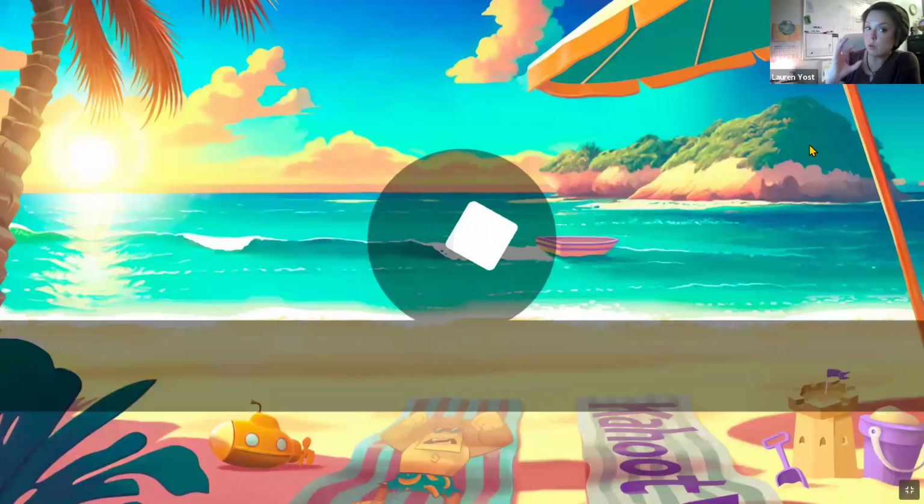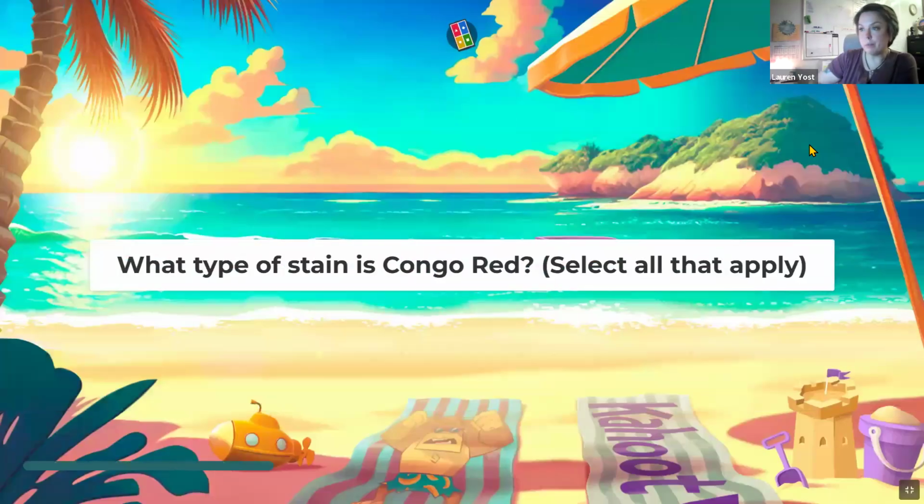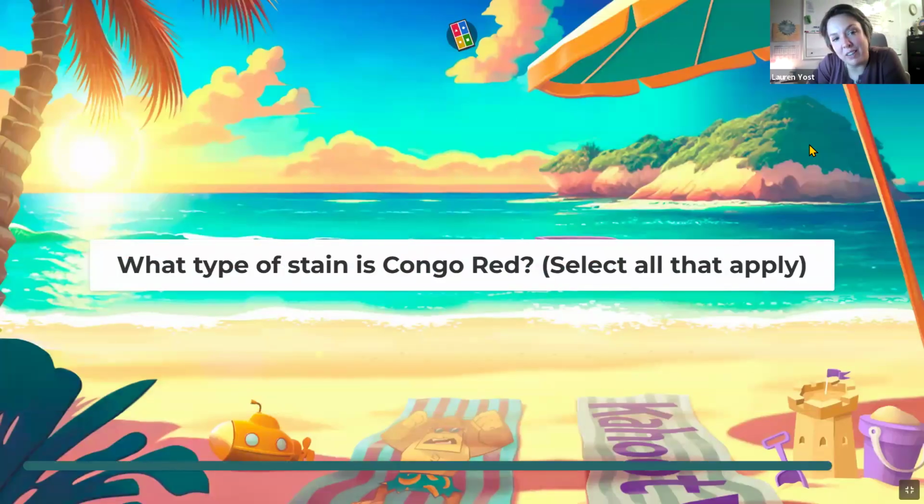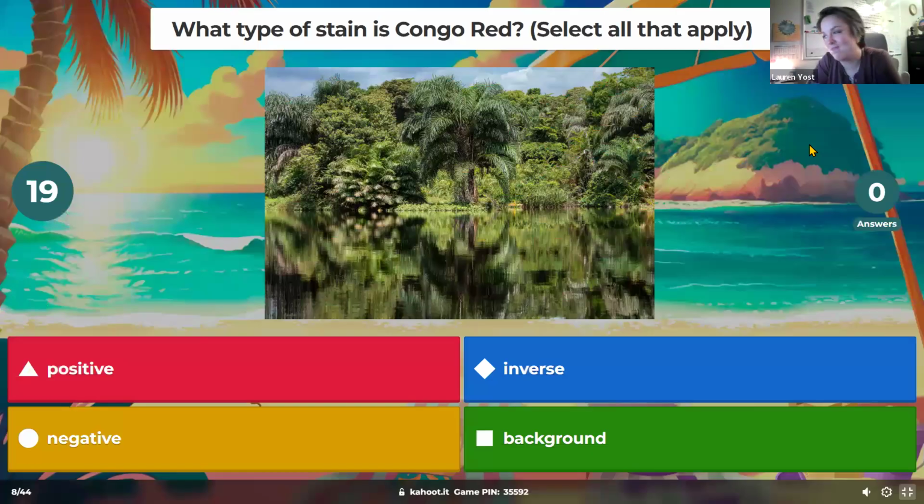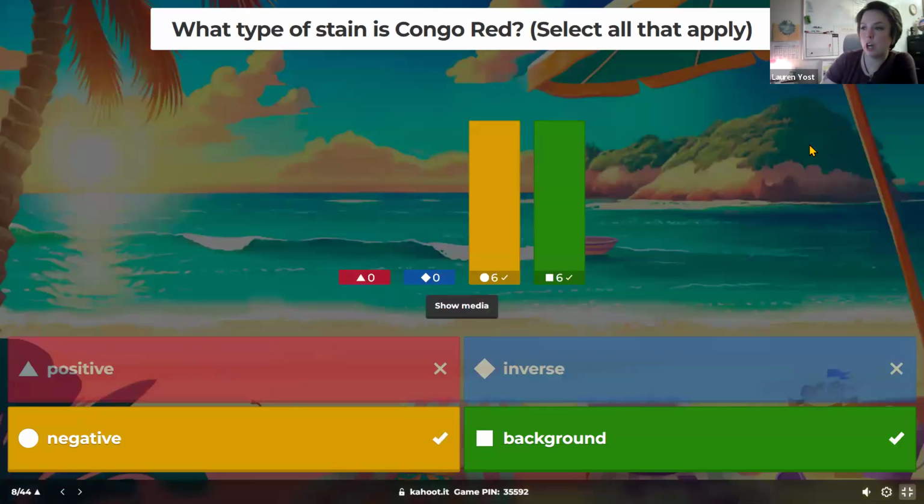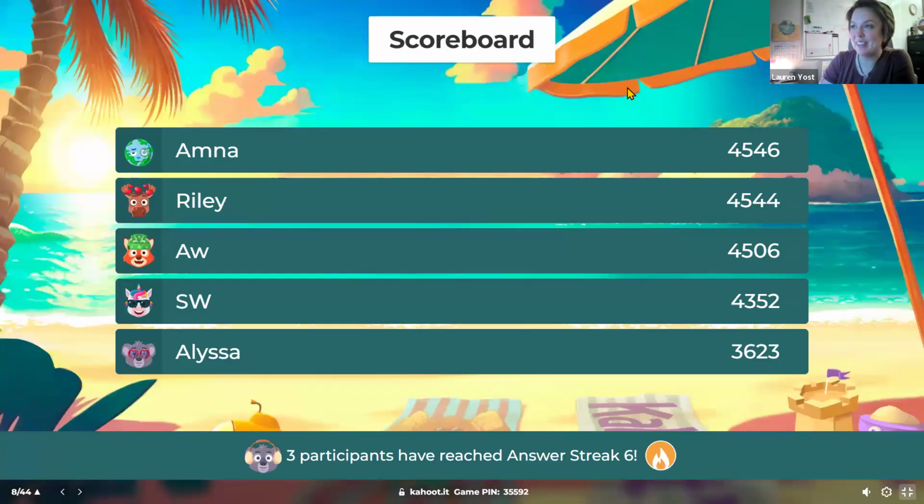All right, so we're getting our thoughts organized. We've got a little mini cheat sheet to work from. What type of stain is Congo red? Select all that apply. All right, excellent. Good job, everybody. It's a negative stain, and negative stains stain the background. Excellent. I'm glad you're listening now. Hopefully that sticks when you get to the exam, right?